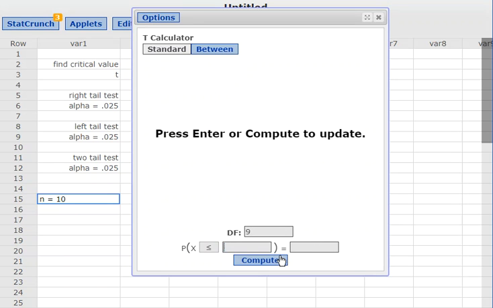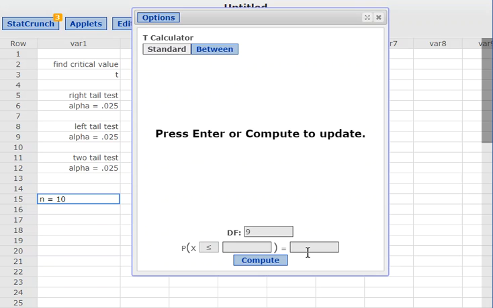The other thing I need to do is to clear out, I'm looking for the critical value. So this box here is what's going to hold the critical value. I'm going to do a left tail first. And I'm going to find the left tail.